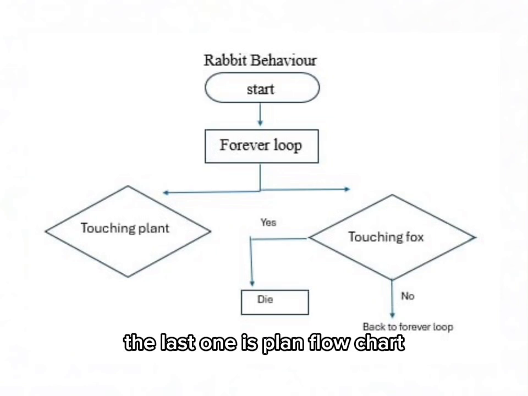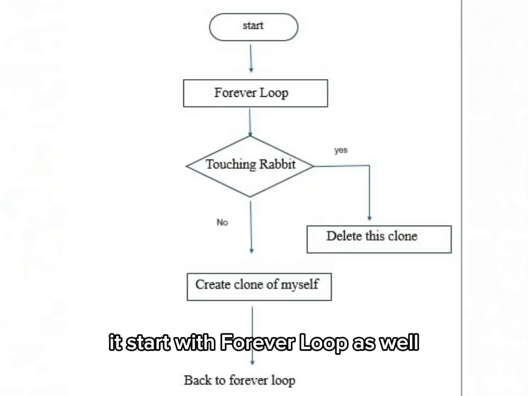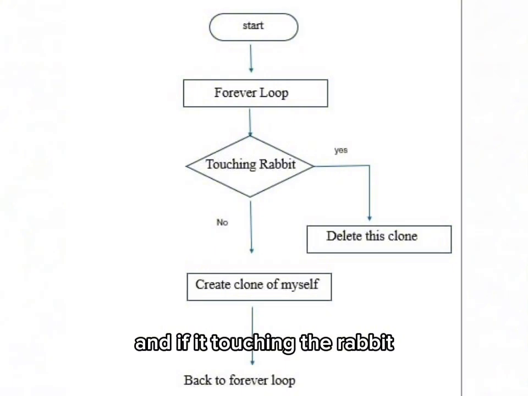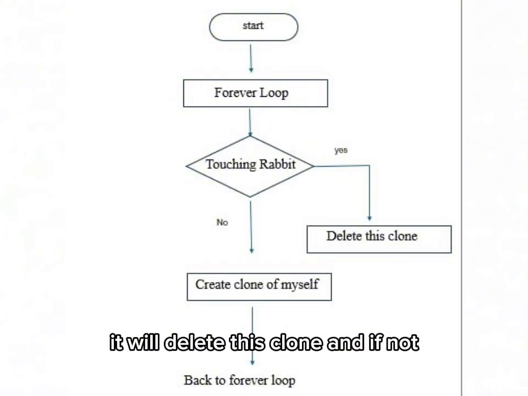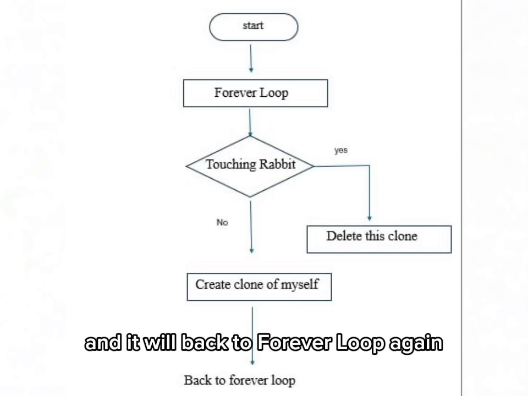The last one is the plant flowchart. It starts with a forever loop as well, and if it's touching the rabbit, it will delete this clone, and if not, it will create a clone of itself, and it will go back to the forever loop again. Let's see the demo.